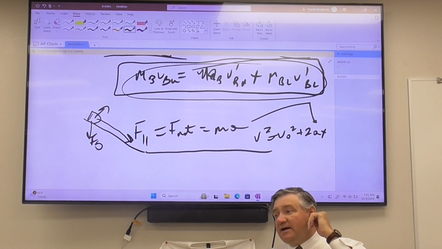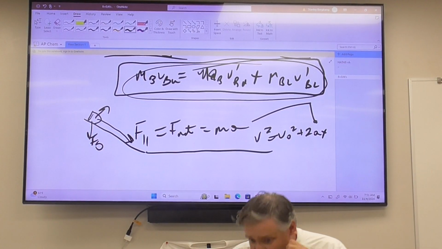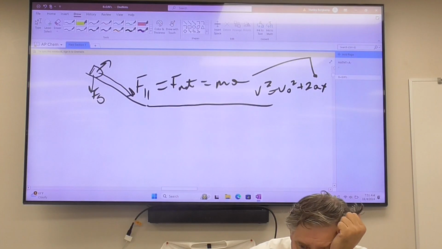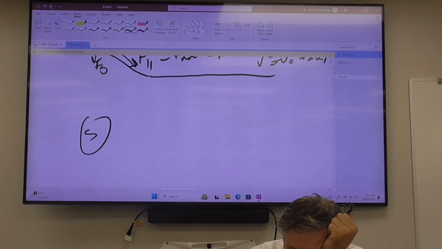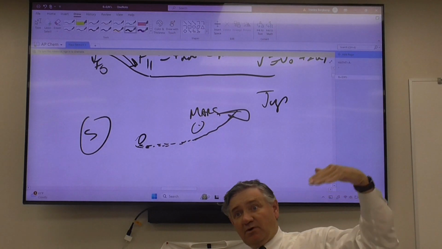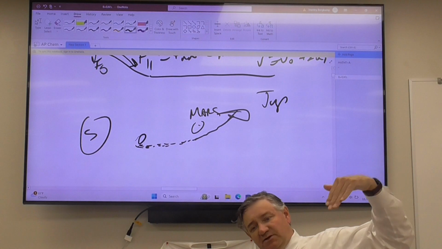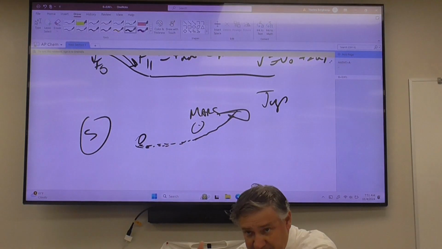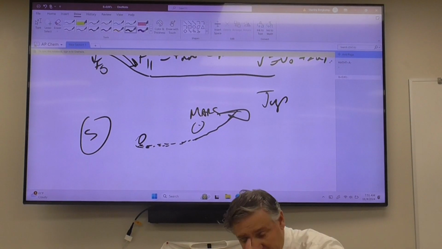NASA does this. If you're sending a space probe, for example, here's the sun, here's the earth, and you want to get out to, say, Jupiter, well, if you time this right, it's called a gravity assist. Let's say here's Mars. You'll use the gravity of Mars to slingshot past Mars. You don't want to go in a straight line. You basically use the gravity of Mars to gain some speed.